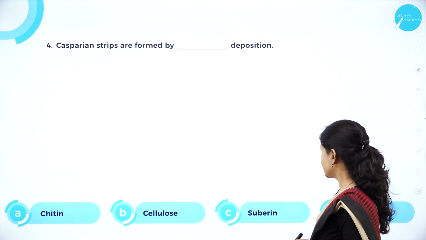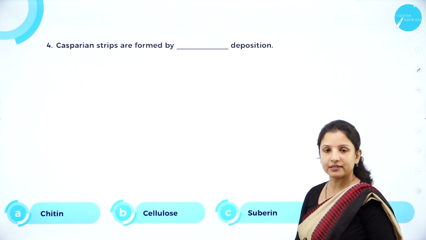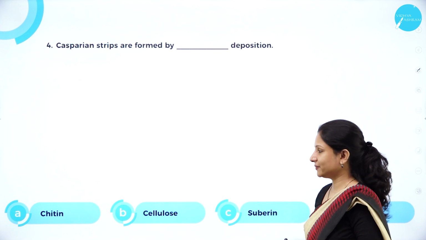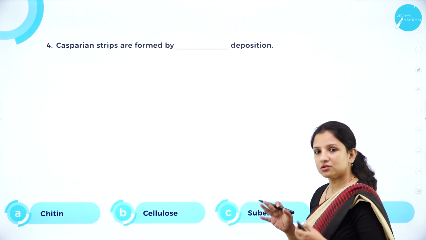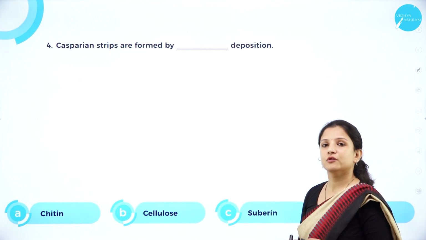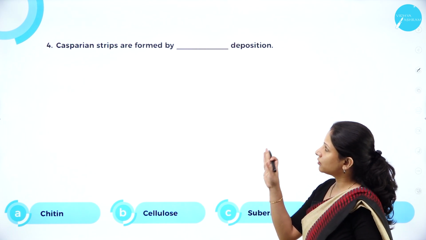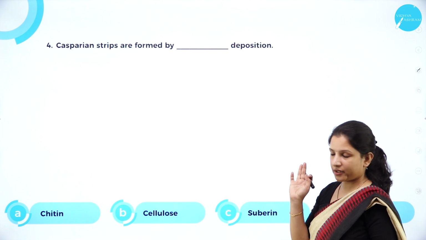Next, Casparian strips are formed by dash deposition. Chitin, cellulose, suberin. Now, chitin you usually don't find in plants. It is usually found in arthropods, wherein the exoskeleton is made up of chitin. Cellulose is of course found in plants. It is one of the main components of the plant cells, but it is not called the Casparian strips.